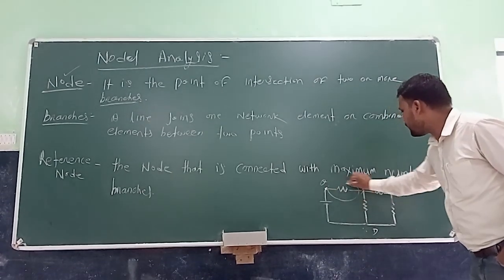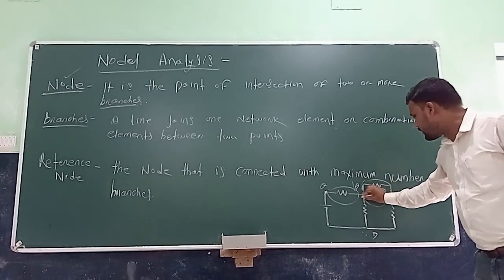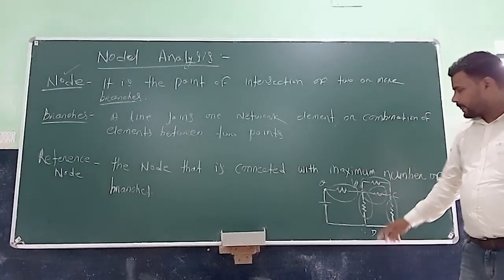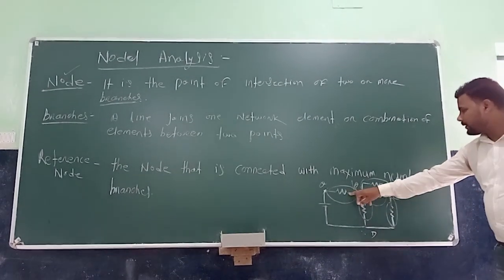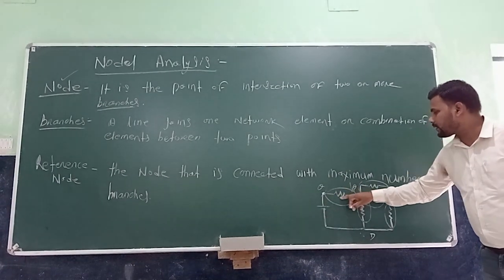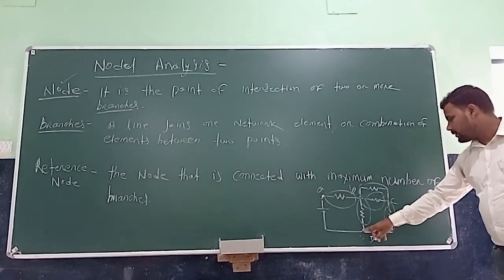So this one is a branch, this one is a branch, this one is a branch. These are branches. Now note the point of intersection of lines. Here is a line intersection at this point. This is a node, this is a node, this is a node, this is a node.